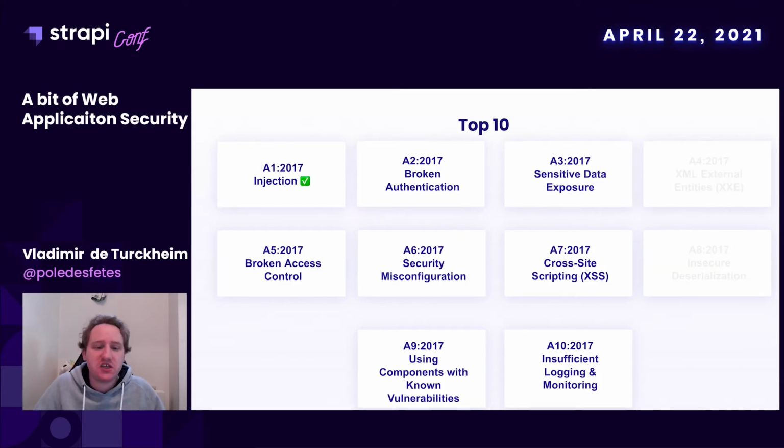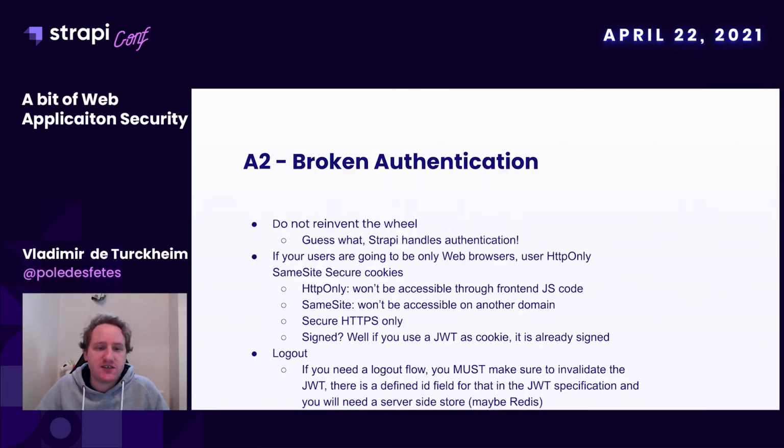Okay, we're done with injections, and we still have 10 solid minutes of talk, so we are on a good train. Broken authentication. Well, don't reinvent the wheel. Broken authentication happens when you miss something on the authentication flow and you create vulnerabilities on this part of your app. Don't reinvent the wheel.